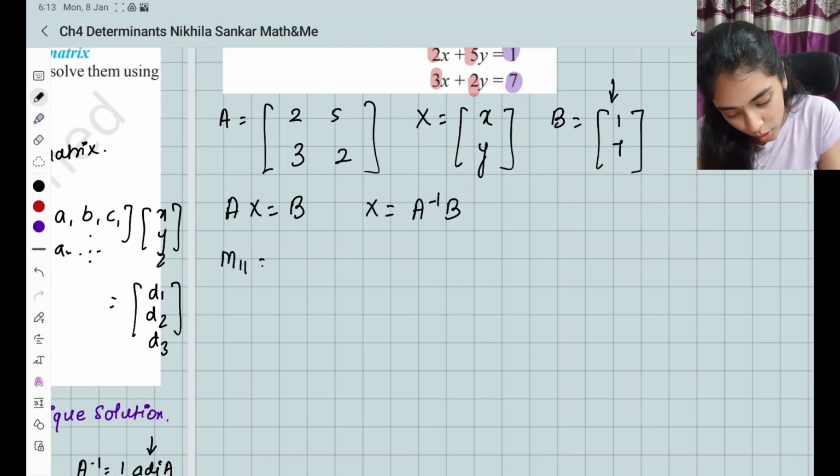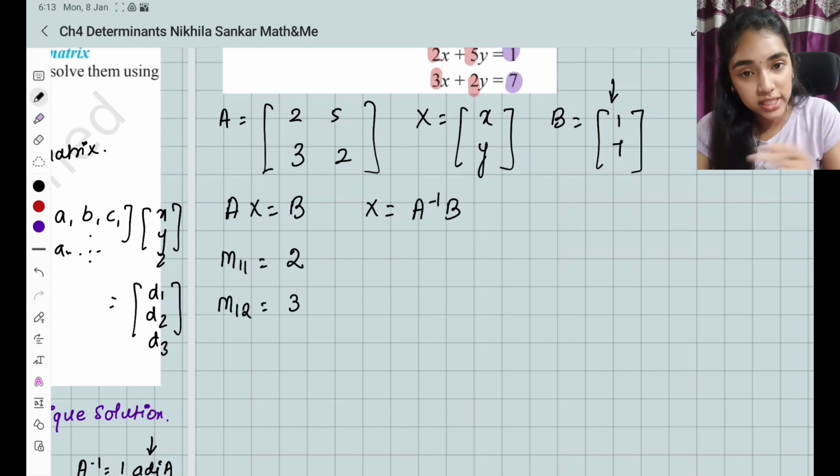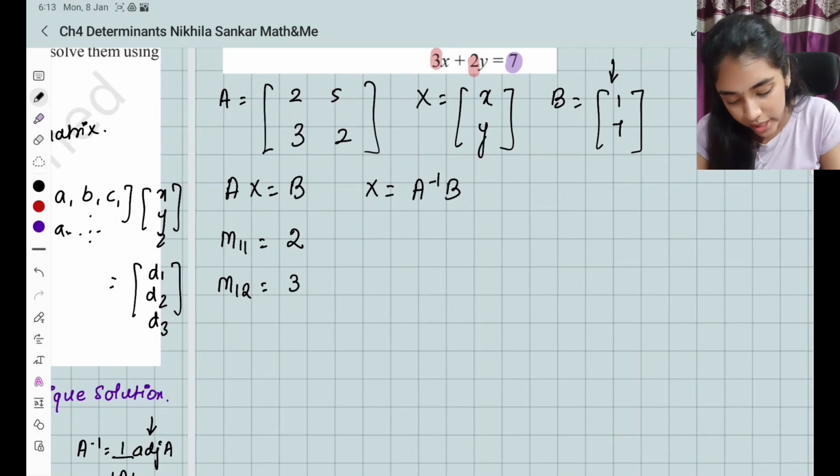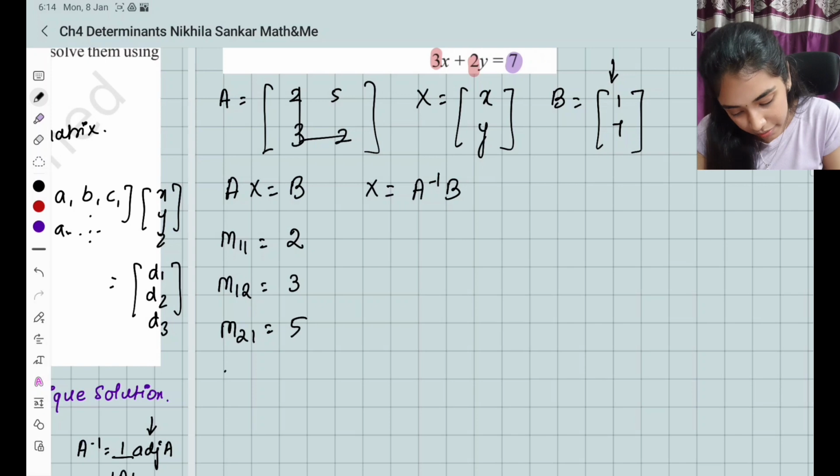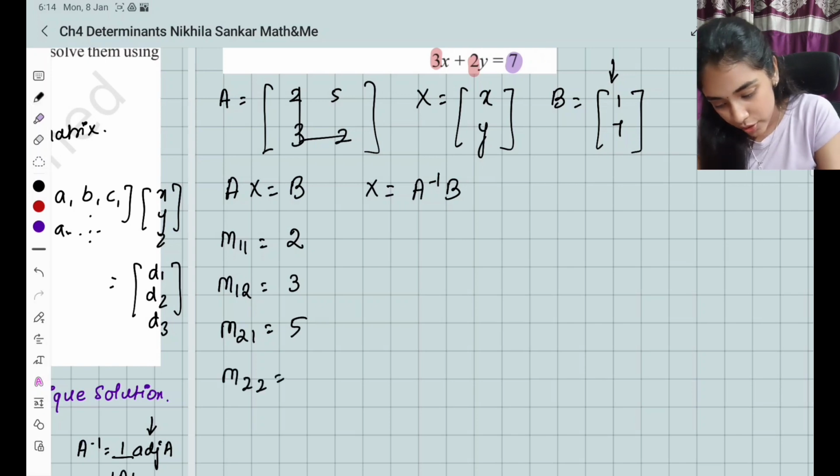So you have M11 equals 2, M12 equals 3. இந்த மாதிரி போன எக்ஸசைஸ்ல ஏகப்பட்ட சம்ஸ் போட்டோம். அதனால மைனர்ஸ், கோஃபேக்டர்ஸ்லாம் ஈஸியா எடுக்க தெரியணும். Okay, then M21 equals, M21 na, இதை ஹைட் பண்ணா I'll have 5. Then M22 is going to give me 2. இல்லையா? So it's going to give me 2.